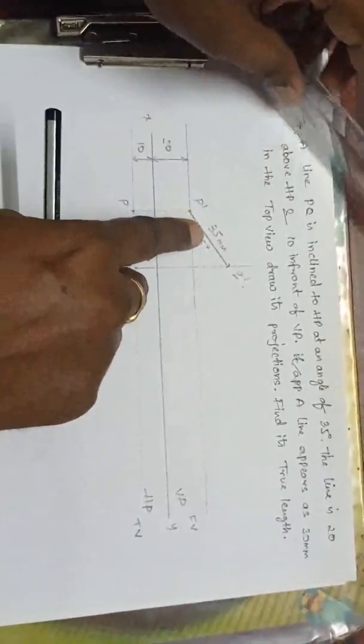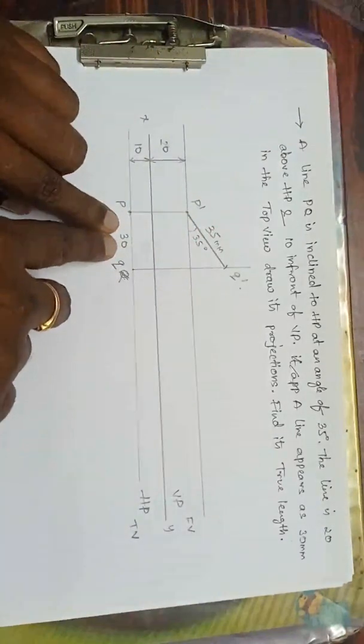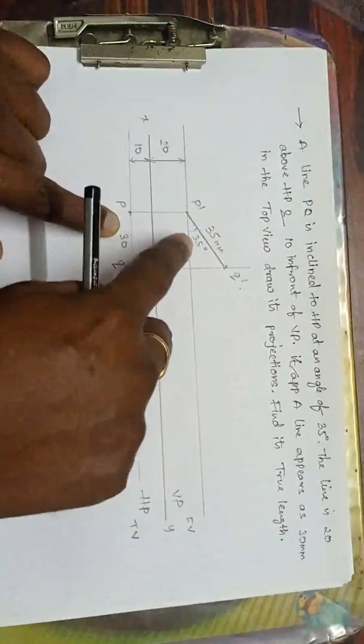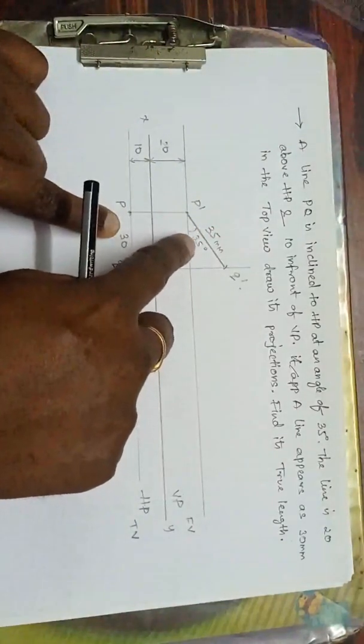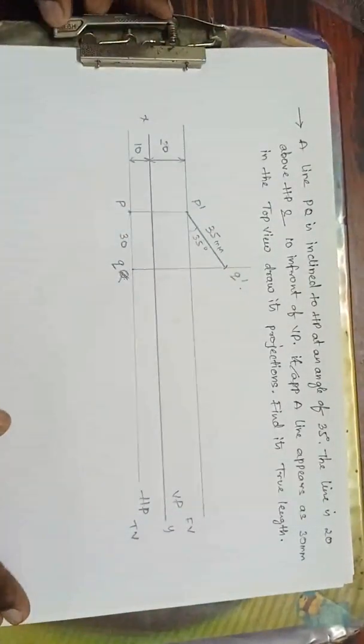So in this way we have found the original length of the line. It is reverse. He has given the imaginary length and he has given the line inclination. So like that I have found. Let us come to the next question.